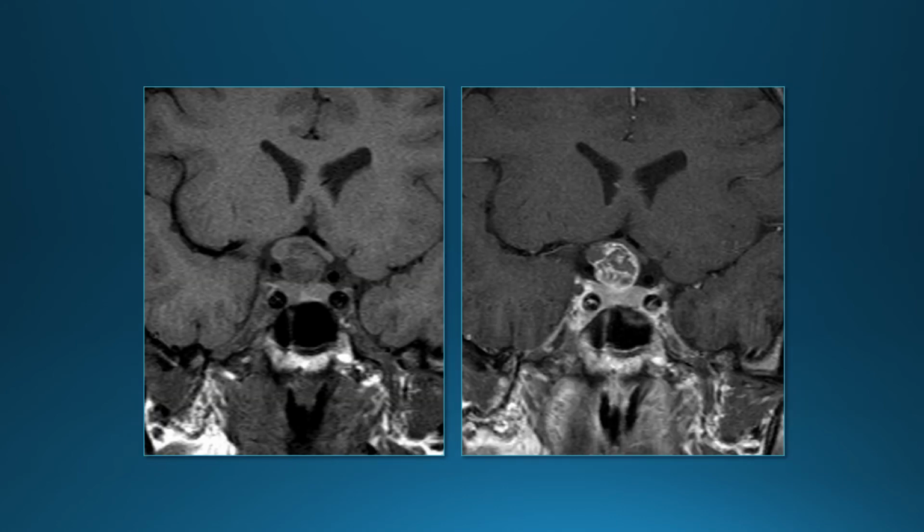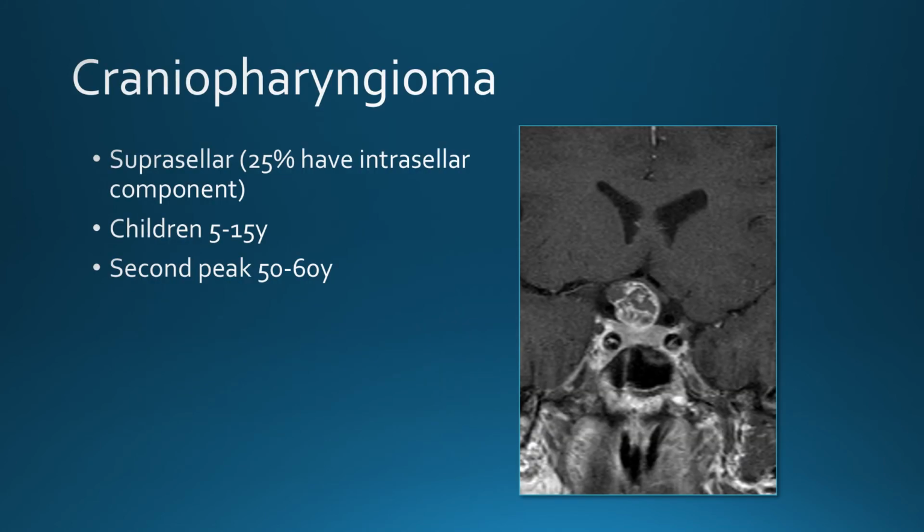Okay, so the patient has a suprasellar mass. Pre-contrast on the left, post-contrast on the right, so it's heterogeneously enhancing. It's sitting on top of a fairly normal-appearing pituitary gland. This is a fairly young patient, and this is a craniopharyngioma.